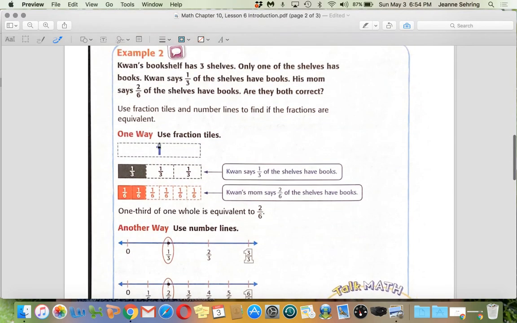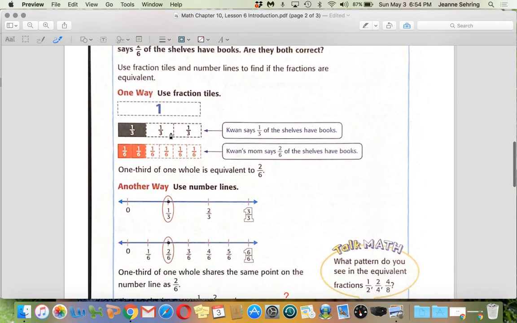So here's another way of looking at it. They did a different problem. They have Quan over here who has a bookshelf in his room that has 3 shelves, and he only has books on one shelf. So Quan says he has 1/3 of the shelves have books. His mom says 2/6 of the shelves have books. Are they both correct? Or is 2/6 the same as 1/3? If there's only three shelves, you can't say that there are 6 parts, but are they equal?